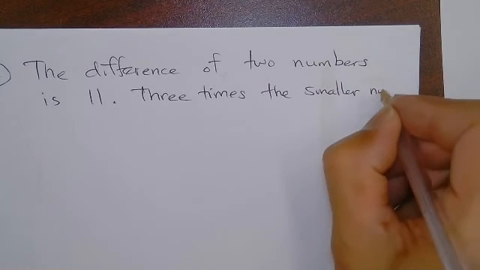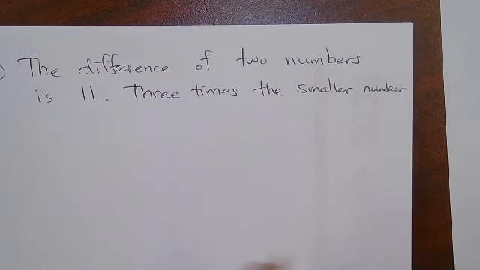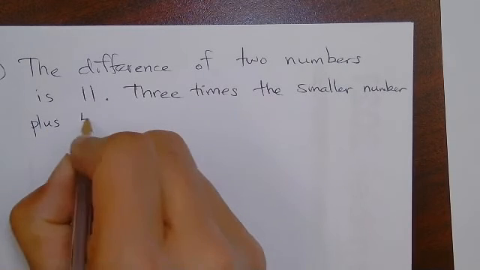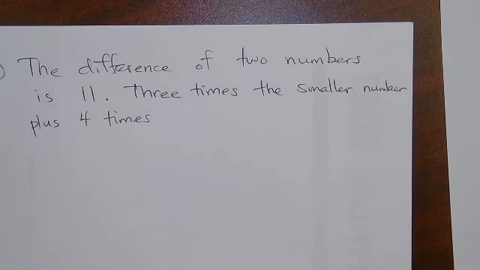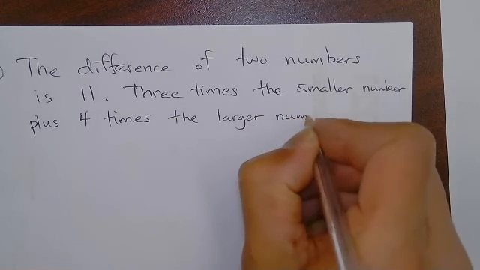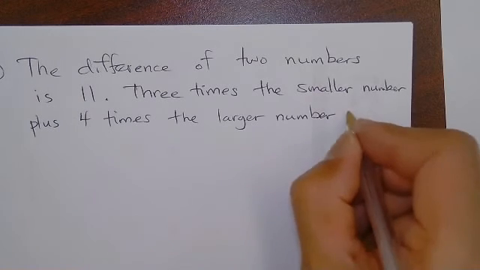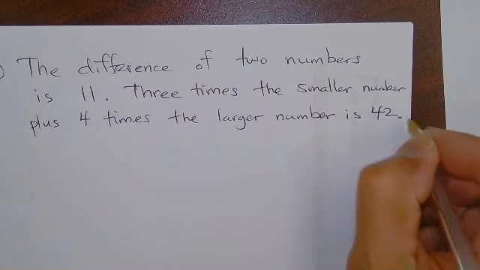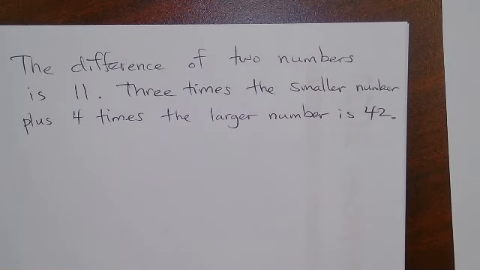Three times the smaller number plus 4 times the larger number is 42. Whoa, here we go. This one's a good one. Okay.